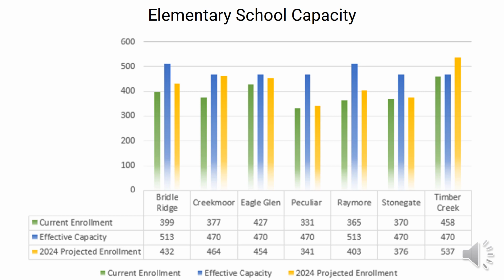You'll see that Timber Creek Elementary on the far right will exceed their capacity within the next 5 years, and Creekmore and Eagle Glen will be approaching their effective capacity during that time. What we see then is an overall trend where the schools in the northern portion of the district are growing at a faster rate than those in the southern portion of the district.